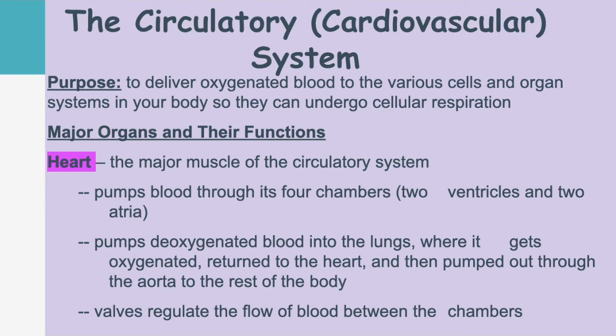The major organs of the circulatory system are the heart, and the heart is the major muscle of the circulatory system. It pumps blood through its 4 chambers, 2 ventricles and 2 atria. It pumps deoxygenated blood into the lungs, where it gets oxygenated. It's returned to the heart and then pumped out through the aorta to the rest of the body. Your valves regulate the flow of blood between the chambers.